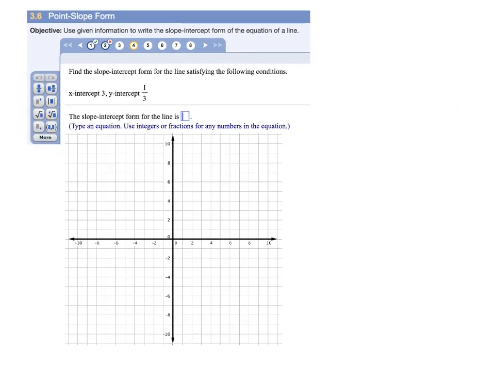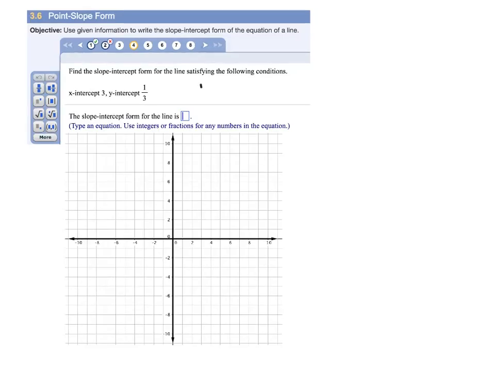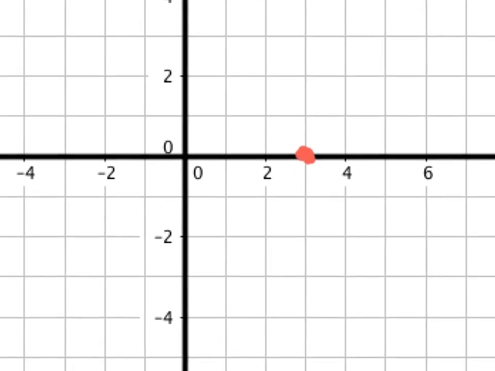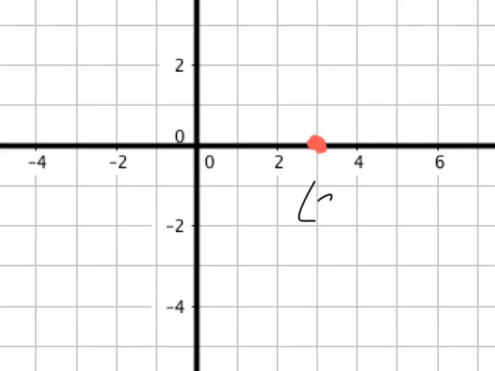So again, we're going to be trying to find that y equals mx plus b formula for this line, and we're given two pieces of information. So we're given that the x-intercept is 3, meaning it goes right there, and that the y-intercept is 1/3. Oh my goodness. Meaning, I'm going to zoom in. So our x-intercept is 3, goes right there, and then our y-intercept being 1/3 means it's kind of right here. So our point there is 0, 1/3.